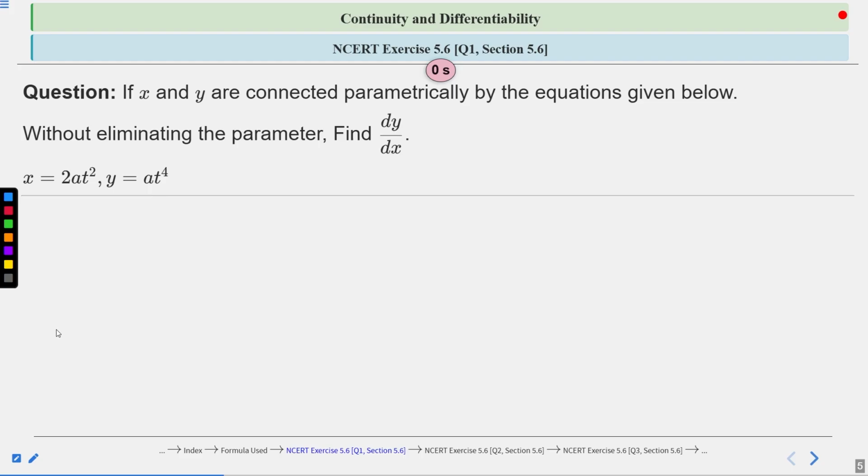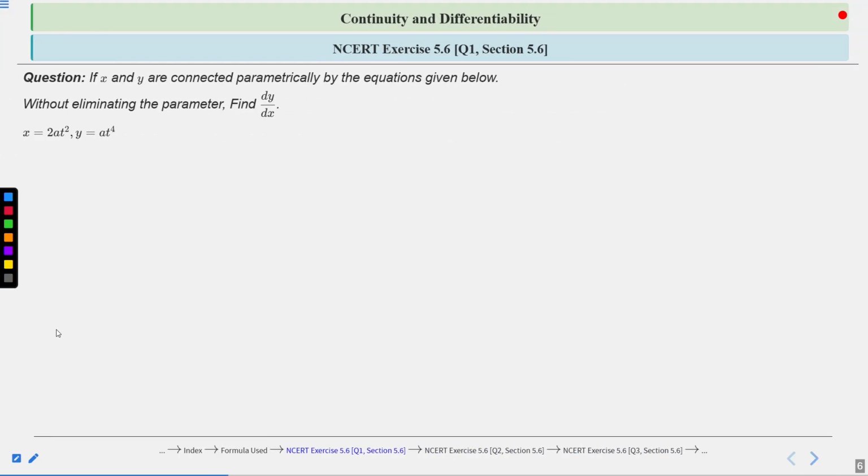Okay, so let us start. If x and y are connected parametrically by the equations given below, without eliminating the parameter, find dy by dx, right? We have to basically find dy by dx, where x is equal to 2at square and y is equal to at to the power 4, right? So the answer is t square. Let us see how we can solve this. Let us see the solution part.